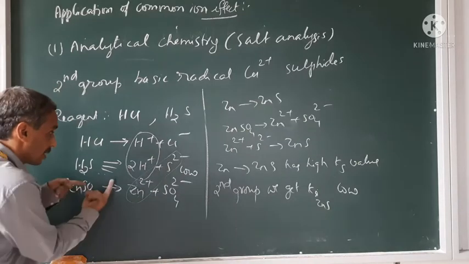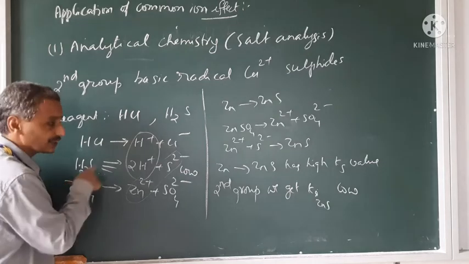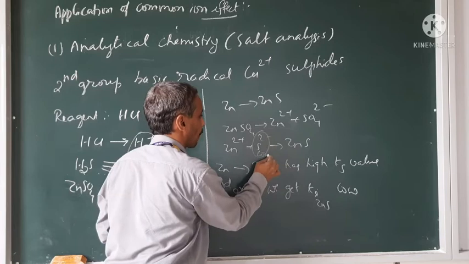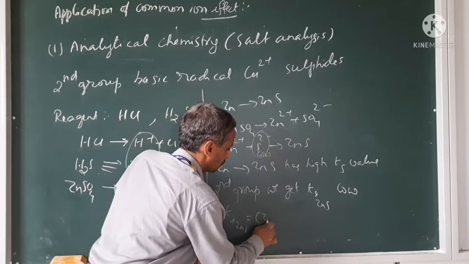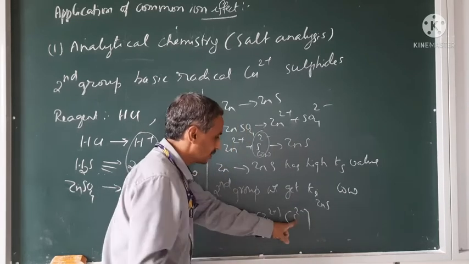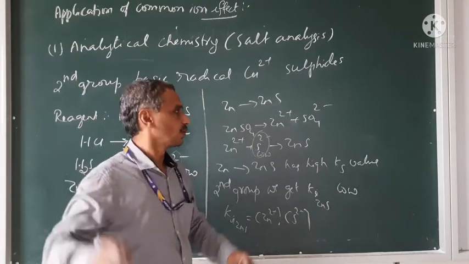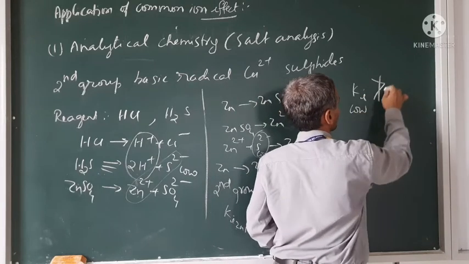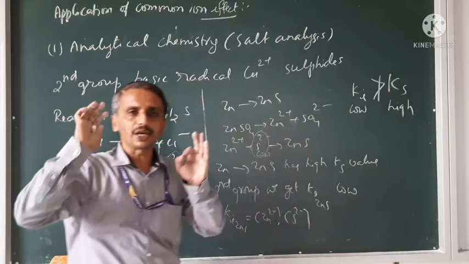Why? Because of the common ion effect, dissociation of the H2S is suppressed, which means the S2 minus ion concentration becomes low. And the ionic product of zinc sulfide is zinc 2 plus concentration times S2 minus concentration. This is low, so this Ki also becomes low. So Ki, which is low, cannot cross the high Ks value, and no precipitation occurs.